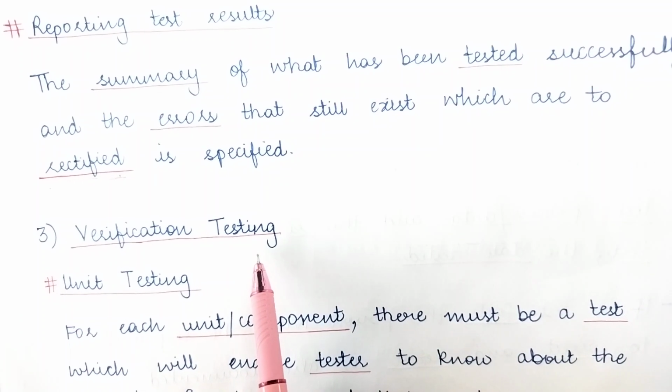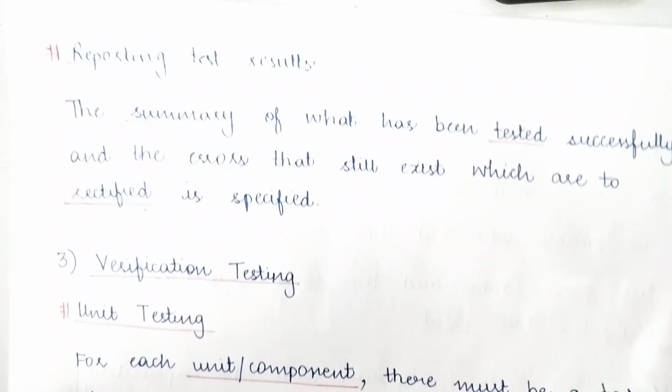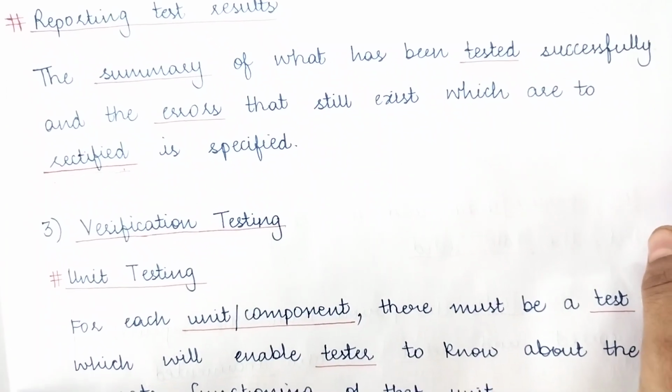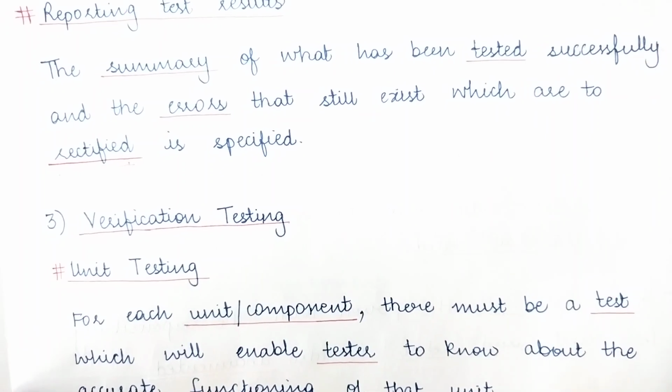When I say verification testing, it consists of various kinds of testing. The first testing within verification testing is unit testing. Unit means a component, like in your books also, your entire book is divided into various units or chapters, so that it is easier for you to understand or study them. Similarly here, the entire application software is divided into units or components or the modules as you call them.